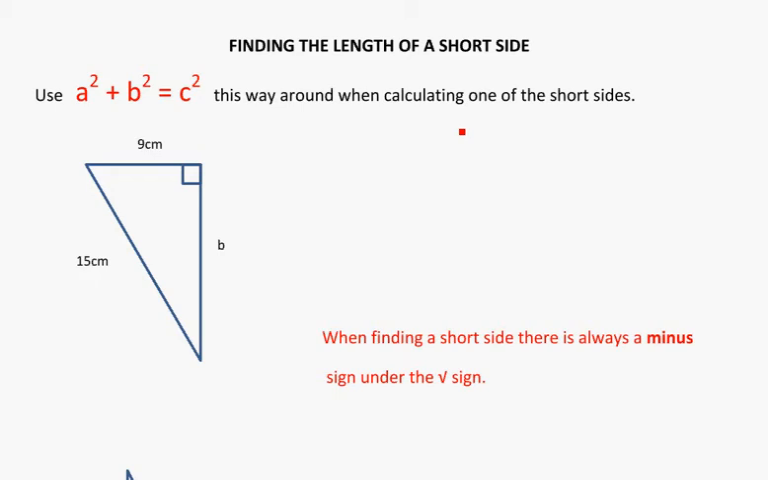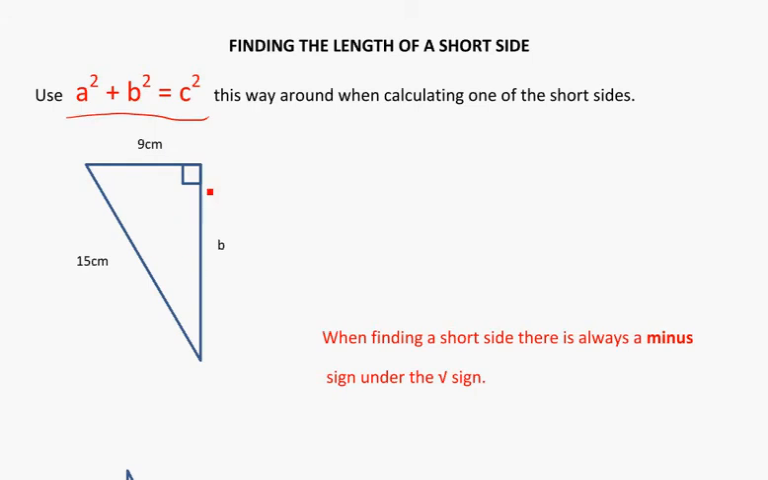Okay, we're going to find the length of the short side using Pythagoras' theorem. Now this time we're going to use the formula around this way because we want to find either the A side or the B side. So you want your unknowns on the left.